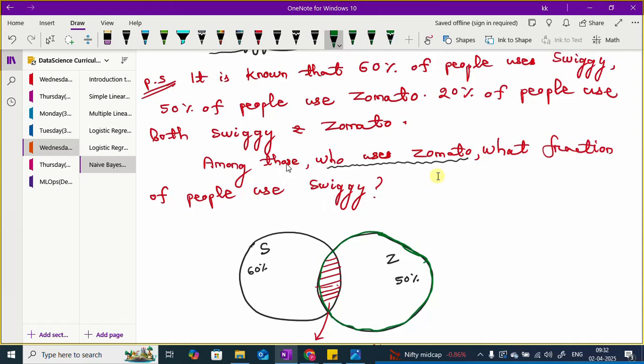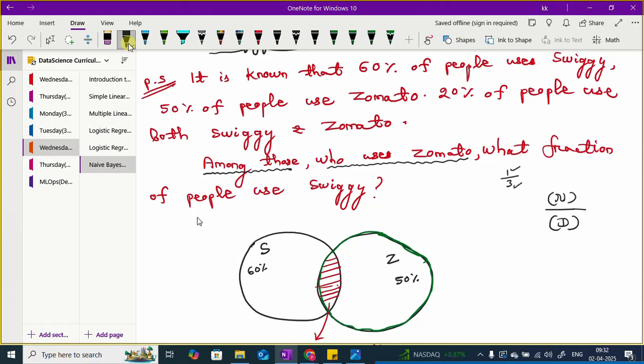Now, again I'm repeating, this is the question: among those who use Zomato. So I know Zomato people are this much, that means 50. What fraction? Fraction means something. What does fraction mean in mathematical terminology? There should be something in the numerator and something in the denominator. Yes or no? So this is the numerator, this is the denominator. Fraction means some divided by some. For example, 1/3 means out of 3 parts, 1 part I'm taking. Numerator is 1. Denominator is 3.